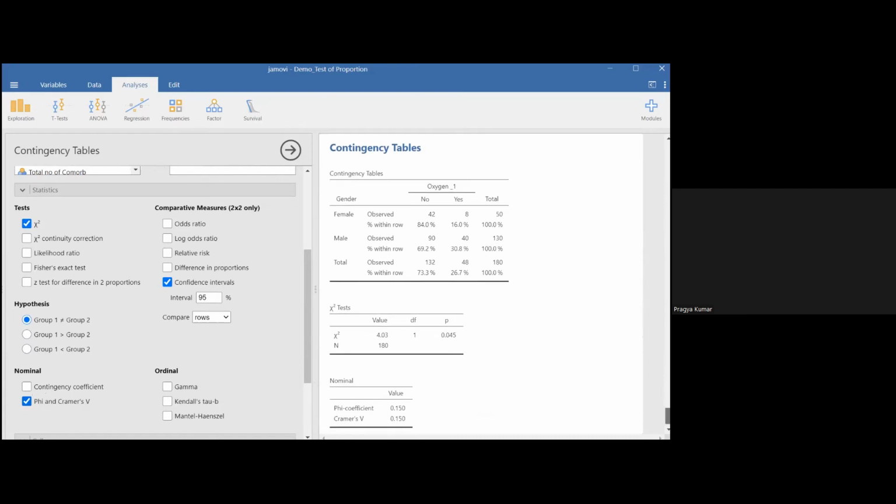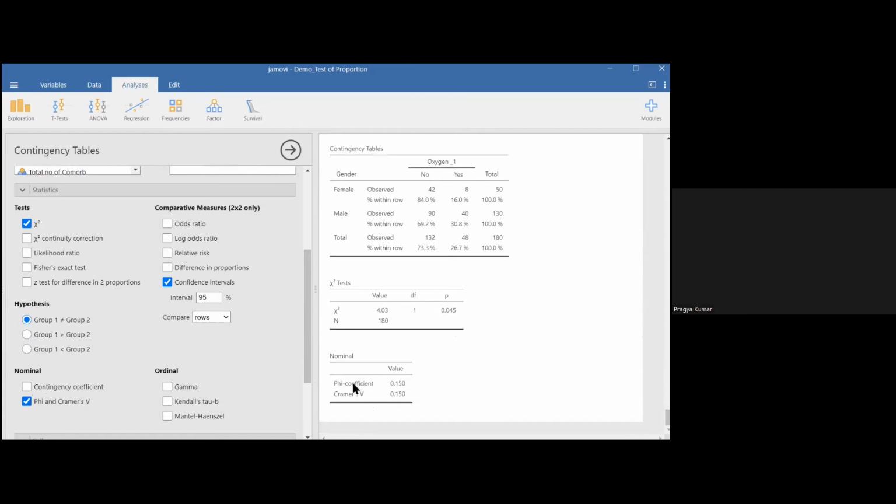So you can see that both these phi and Cramer's V values are the same for a 2 by 2 table, it is 0.15. So it says that it is of moderate effect size, because till 0.1 we say that it is small, till 0.3 we say it as a moderate, and if it is 0.5 then we say it as a strong. So this is a moderate effect size, the value of phi and Cramer's V. This was for 2 by 2 table.